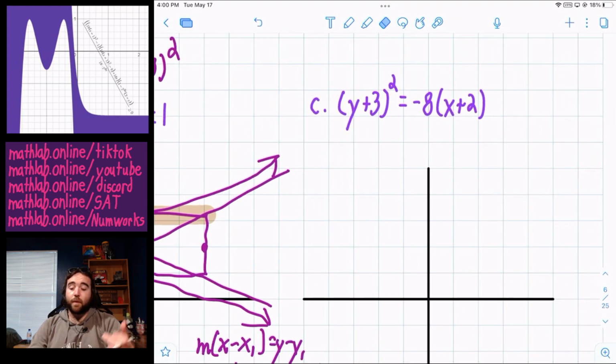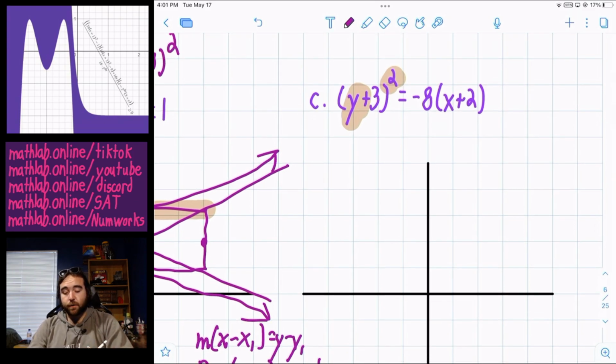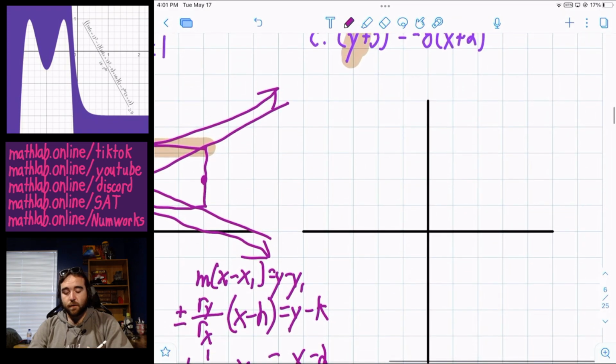Now for the parabola, we know this is a parabola because only one variable is squared. And that variable that's squared is y. So if it's y squared, that means that it's opening sideways. If it's x squared, that means it's opening up and down. So again, we got to get the vertex. Just like all the other ones, -2, -3.